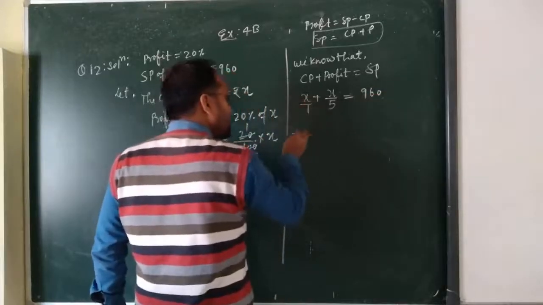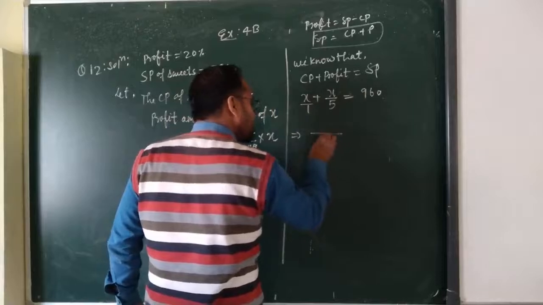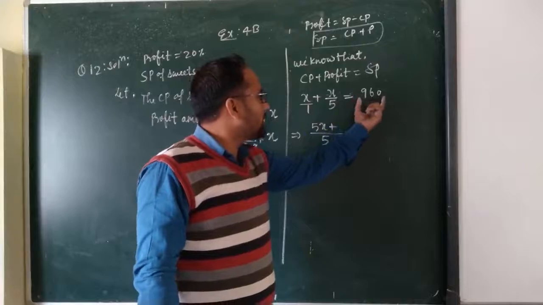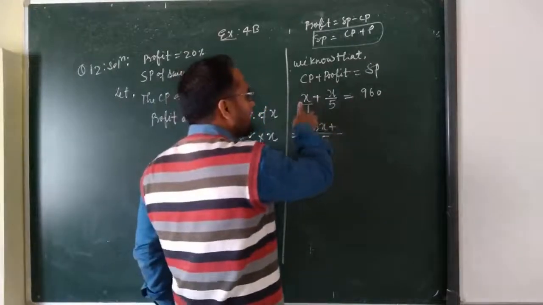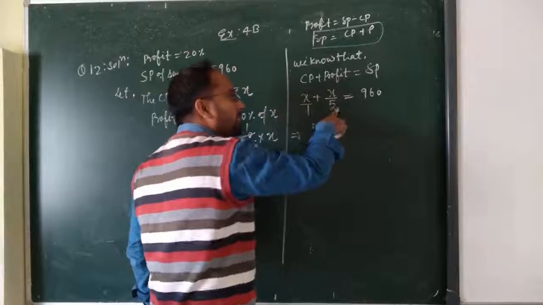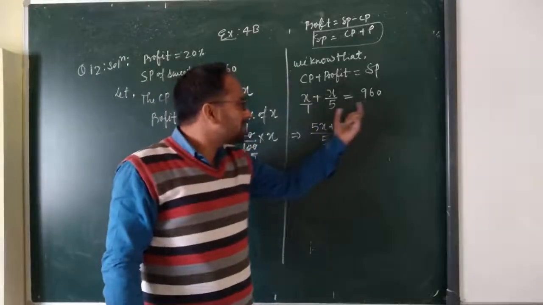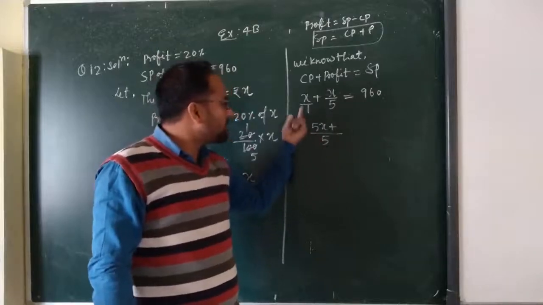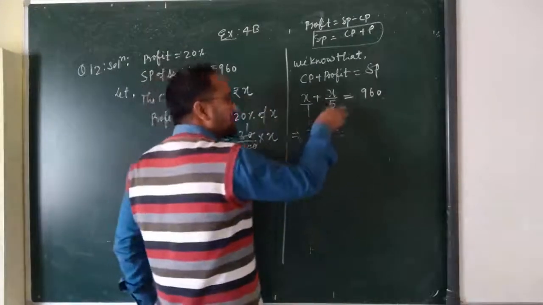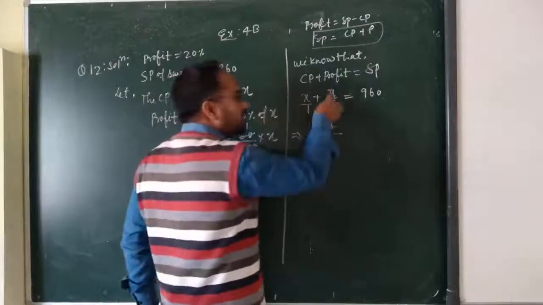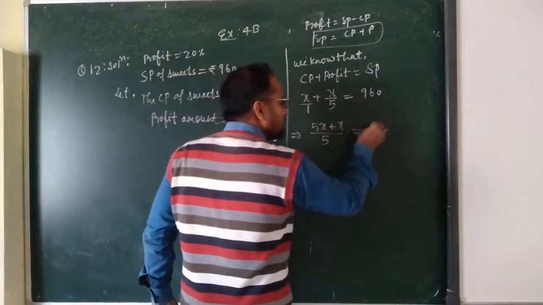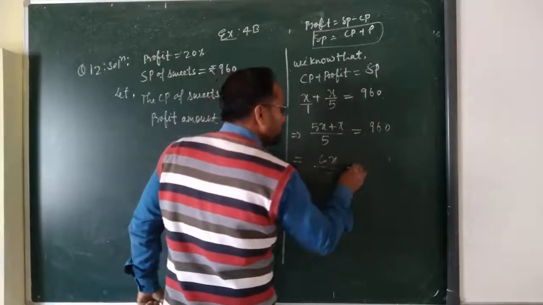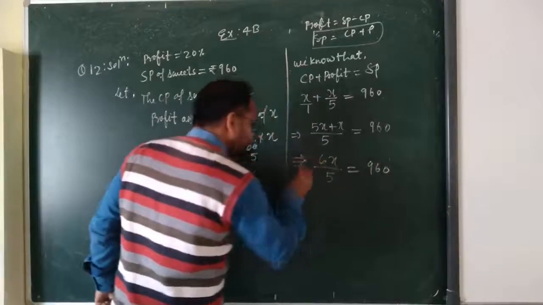If we take 1 and 5 and find the LCM, we get 5. So cost price plus profit is equal to 5x plus x upon 5 students. If you divide 5 by 1, you get 5; 5 multiplied into x gives 5x. And 5 divided by 5 gives 1, and 1 multiplied into x gives x, which is equal to 960. So we get 6x upon 5 is equal to 960.